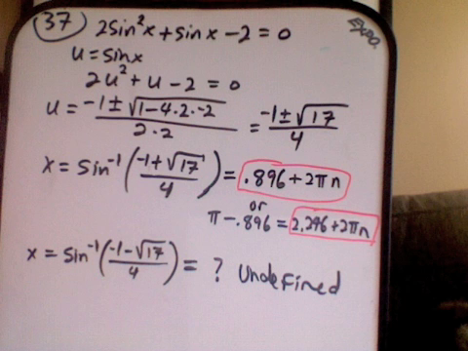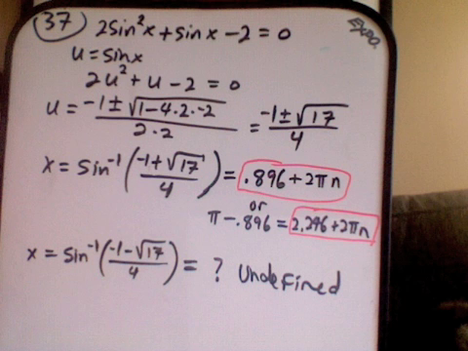Moving on to 37, this is harder. If we make the substitution here that u equals the sine of x, we can rewrite the original and make it look like a quadratic in a bit simpler form. This can't be factored as far as I can tell, so I use the quadratic formula, which is what you can see here. Simplifying what's under the radical, watch out for the double negative, you get 17.